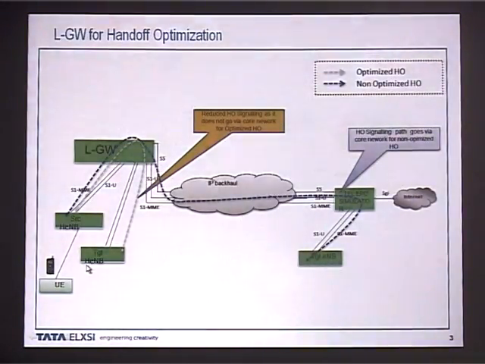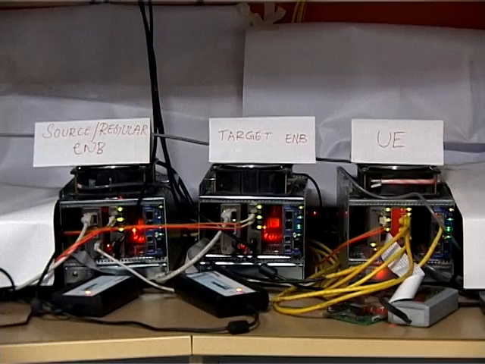Similarly, in case of non-optimized handover, L gateway will act as a proxy and it will send the handover required message to EPC emulator, and EPC emulator will prepare a handover request message and send it to the target eNode B.